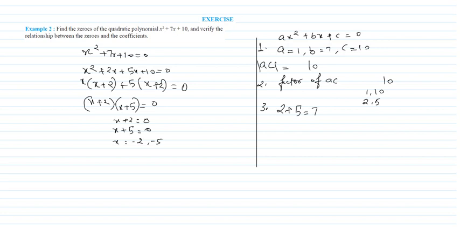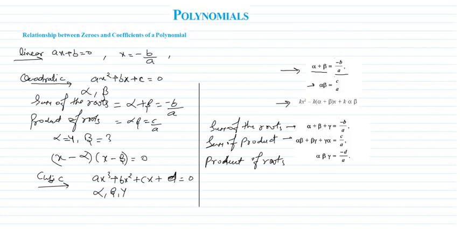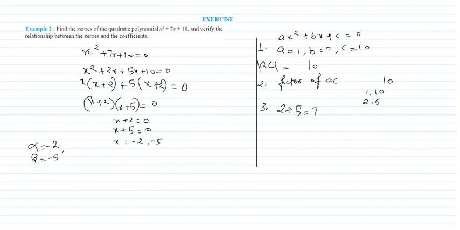So we can say one is alpha and the other one is beta. We can take minus 2 as beta and minus 5 as alpha. That is not going to change anything. Now we have found the roots of the quadratic equation. We'll see the relationship. The relationship is alpha plus beta is equal to minus b upon a. So we write alpha plus beta equals minus b upon a.